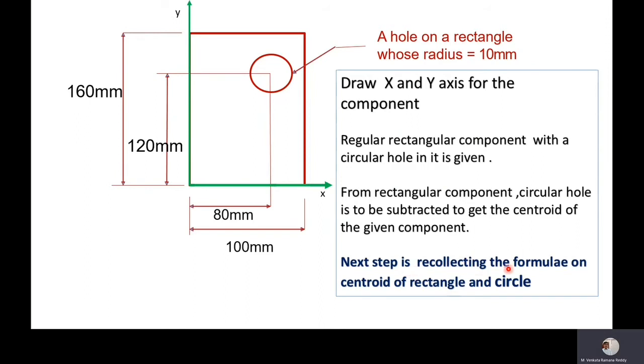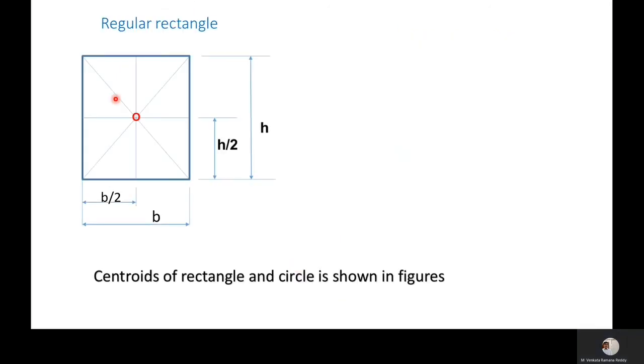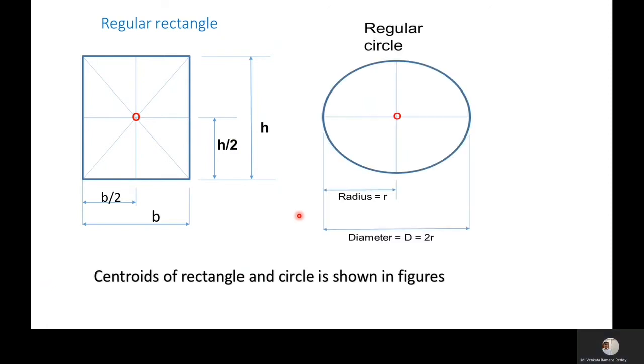Next step is recollecting the formula on centroid of rectangle and circle. Rectangle, B is the breadth, H is the height, then centroid of the rectangle is B by 2 and H by 2. Here it's a circle. O is the center, r is the radius, D is the diameter of the circle. So the center of the circle is r comma r.